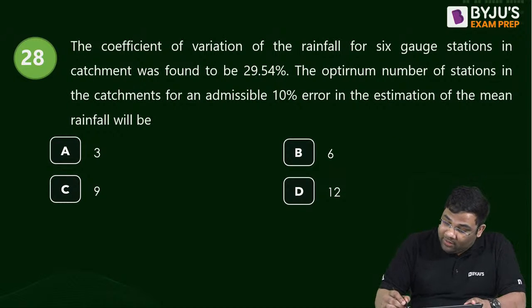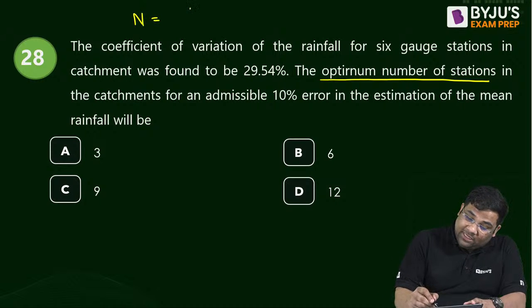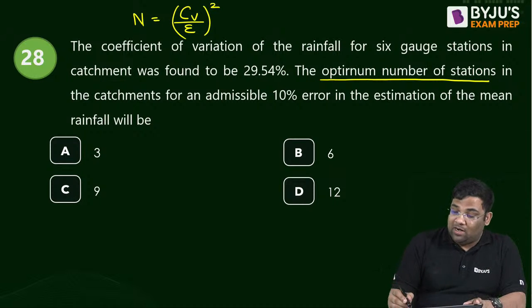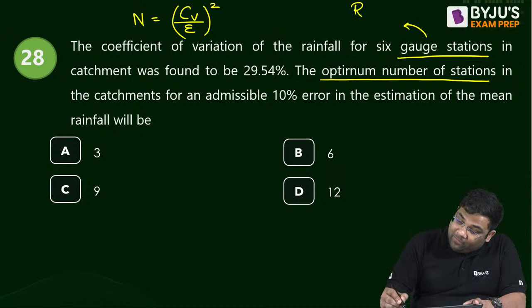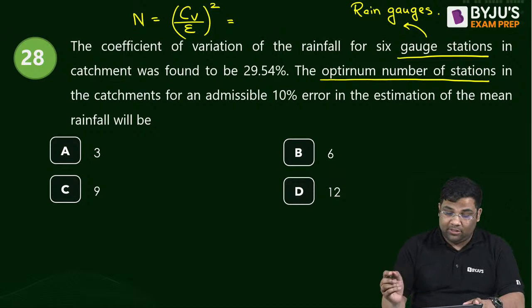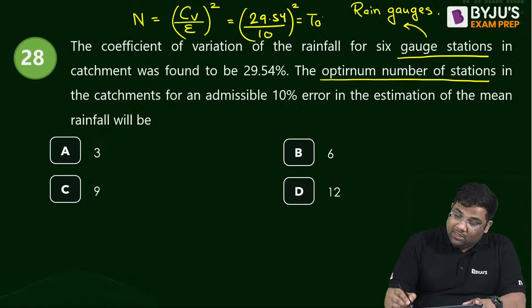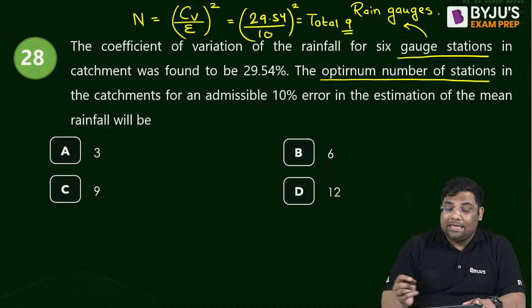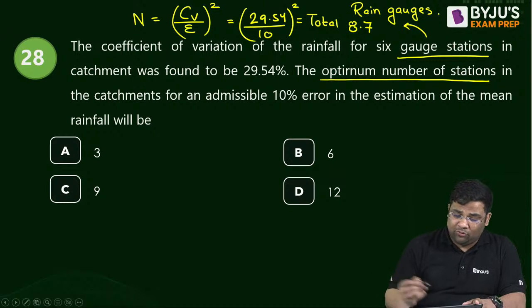Okay, the number of rain gauges. What was the formula? Coefficient of variation divided by the allowable error, squared, right? This is the formula for finding the optimum number of stations or gauge stations, or I can say the optimum number of rain gauges. Straightforward formula. Please tell me the right answer now. It will be 29.54 divided by 10, squared. You're getting how much? Total 9. Because you're getting 8 point something, 8.7 or 8.8, so I have to round to the next whole number.